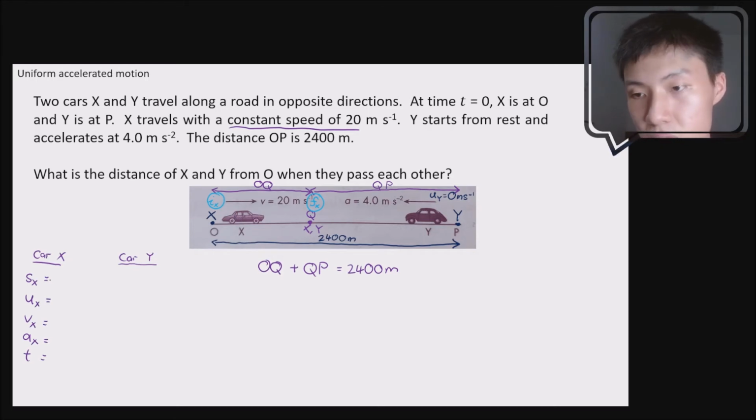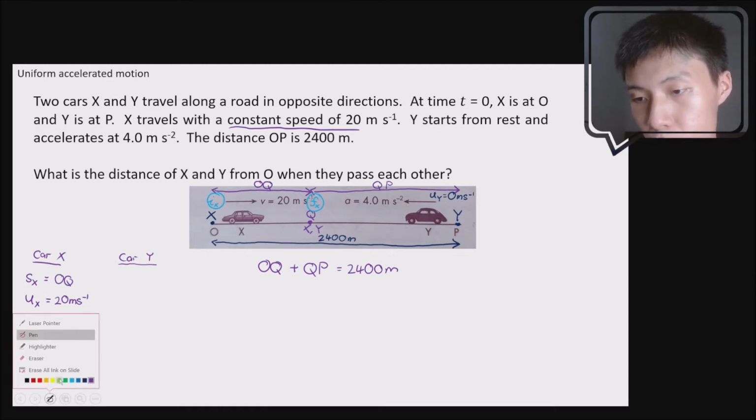For S_X, you know that it will be OQ, because that is the distance traveled from initial to final position. For U_X and V_X, we know that it travels at a constant speed of 20 meters per second, so I expect the whole journey to have the same speed. Here you can write 20 meters per second, and 20 meters per second. Because constant speed means zero acceleration. And the time is what you don't know. Let's continue to do this for car Y as well. Let's lay down every piece of information that we have.